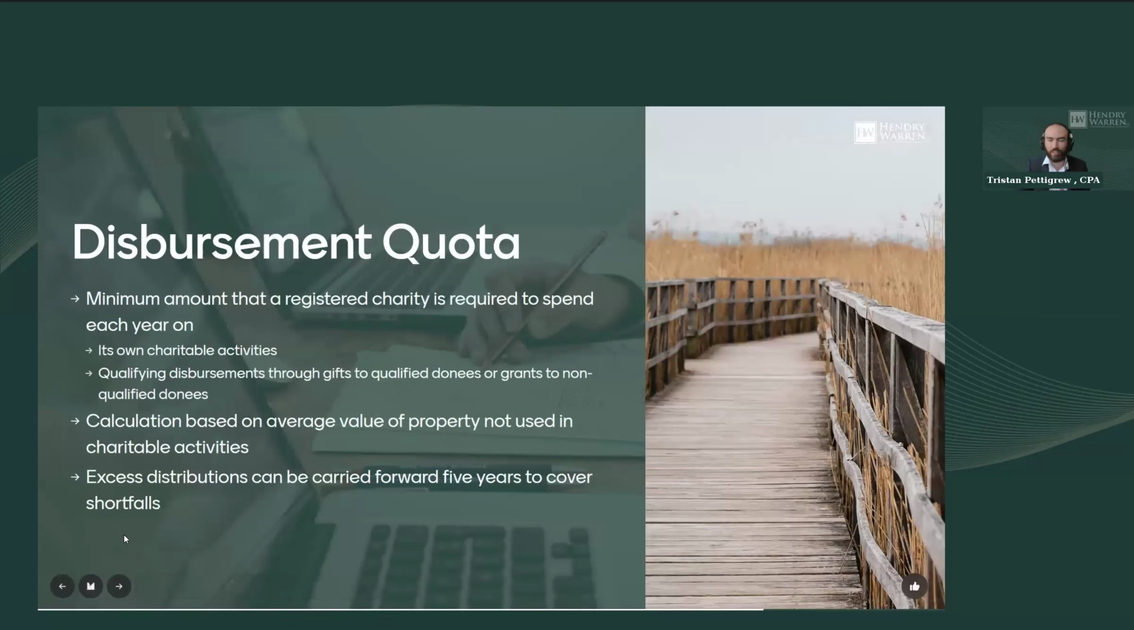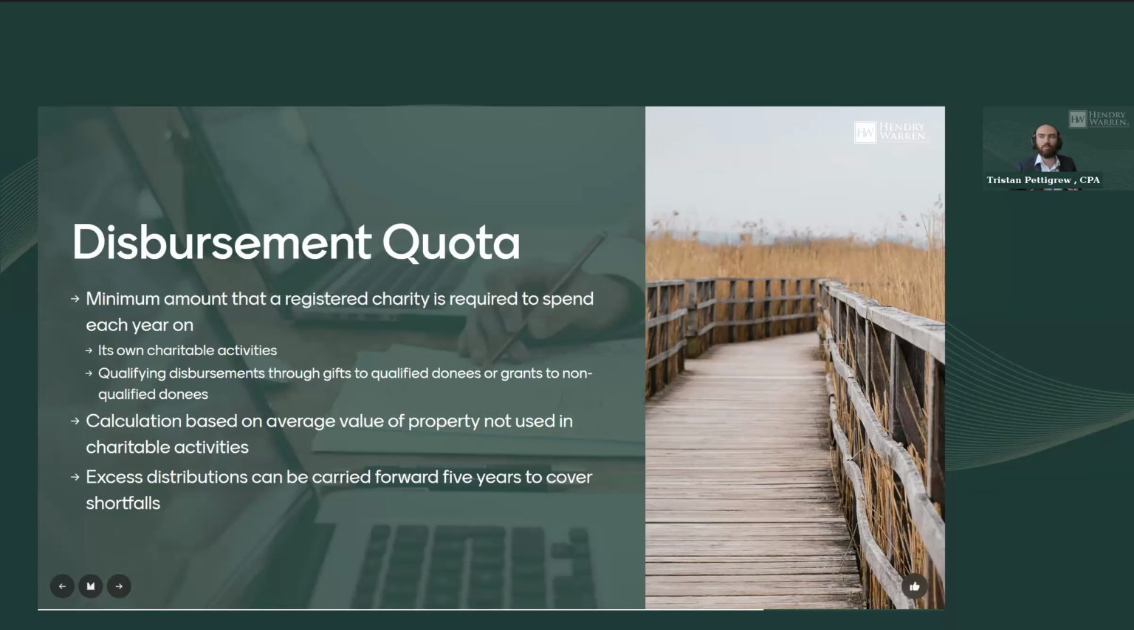Okay, so now we've gone through the three main sections of the T3010, and now we're going to look at, as Megan mentioned, two calculations, if you will, that the CRA is looking at when they're analyzing the information on the T3010. The first of those is the disbursement quota. The disbursement quota is the minimum amount that a registered charity is required to spend each year on A, its own charitable activities, and B, qualifying disbursements through gifts to qualified donees or grants to non-qualified donees.